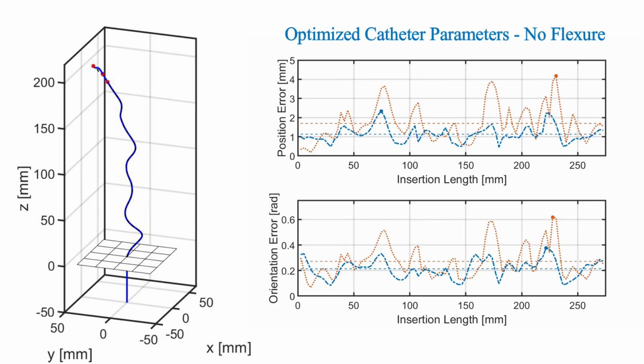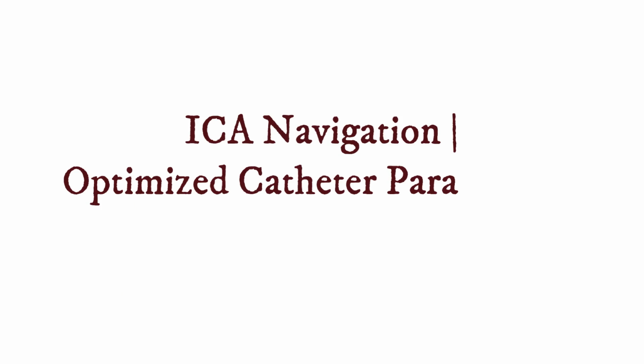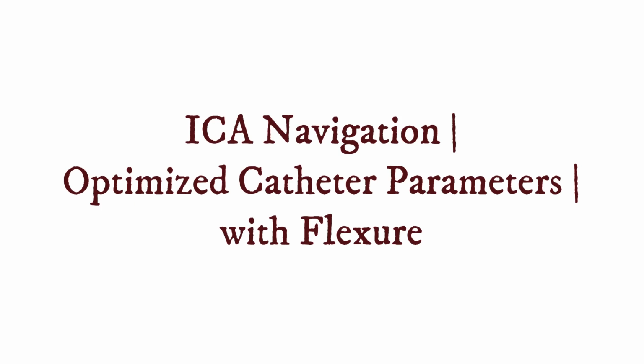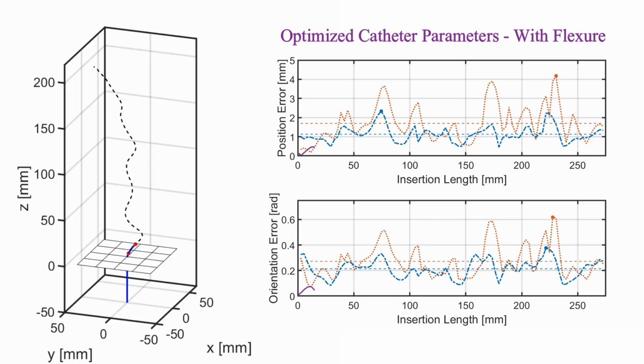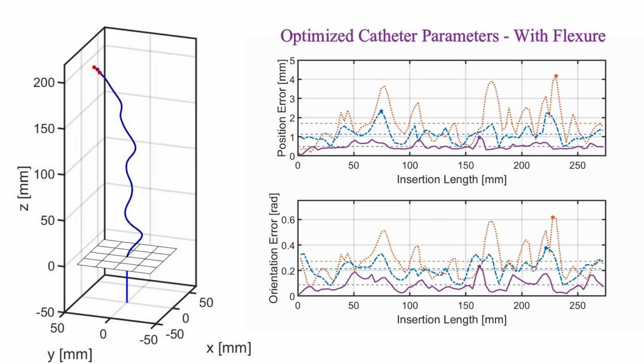The optimized catheter parameters significantly reduce the average and peak errors along the ICA, both in position and orientation. Next, we explore the potential benefits of adding a passive flexure joint between the two continuum segments. Given this additional degree of freedom, we solve for the new optimal catheter parameters. The inclusion of this passive flexure joint further improves the tracking performance of the steerable catheter.